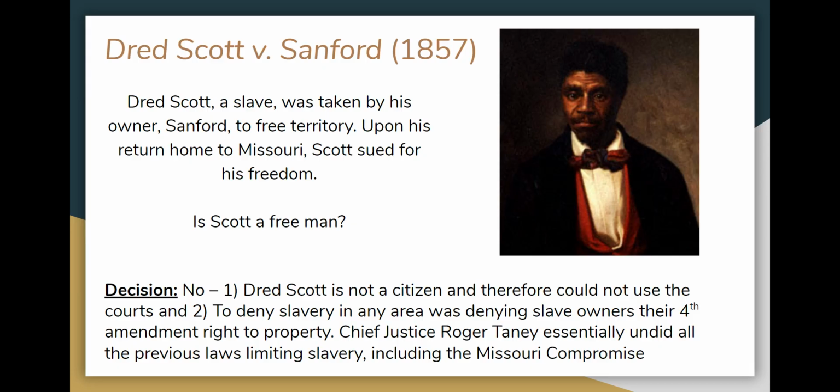So the Chief Justice, Roger Taney, essentially undid all of the laws before it that had limited slavery, such as the Missouri Compromise. Basically, if you can't take away someone's property rights, there is no such thing as a free state. So this created a huge uproar at the time among abolitionists and people who opposed slavery. This was a very pro-slavery court case.